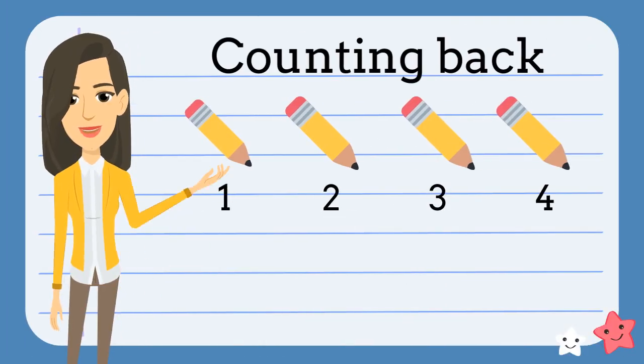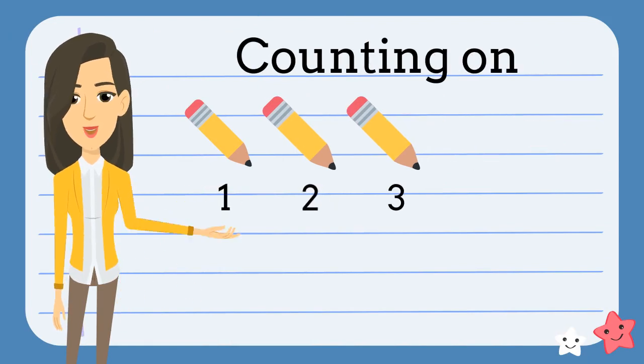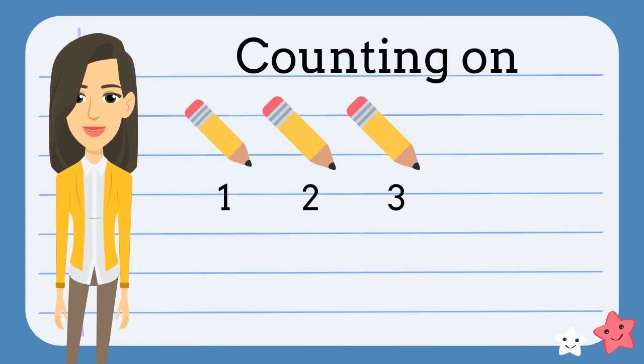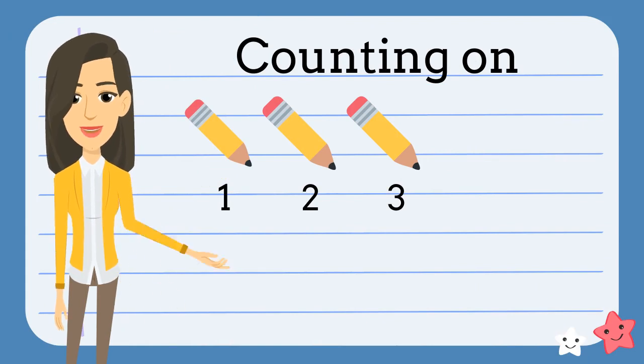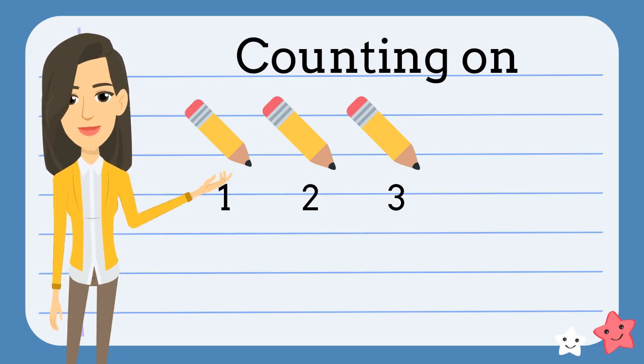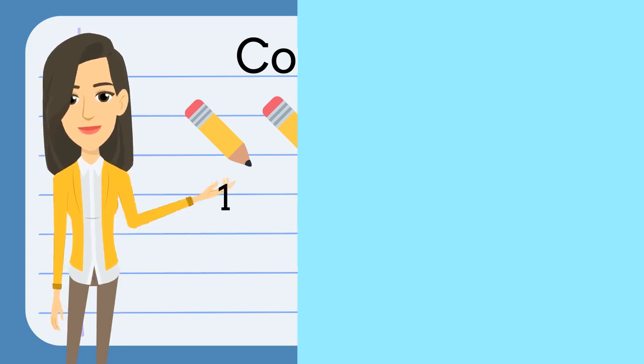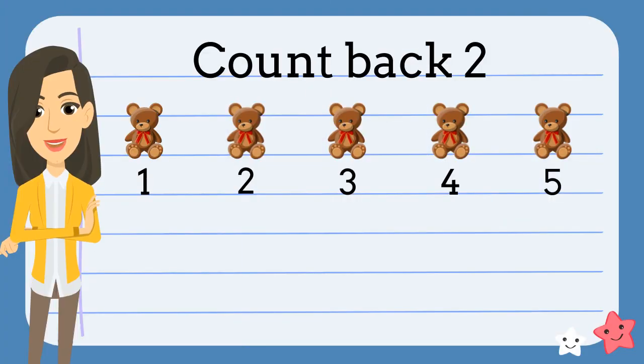For example, here we have 4 pencils. I took away 1. Now how many do I have? Well, the last number I said was 4, so I can count back 1 to get to 3. When you count back 1, you count back 1 less. You can count 2 less if you want to.